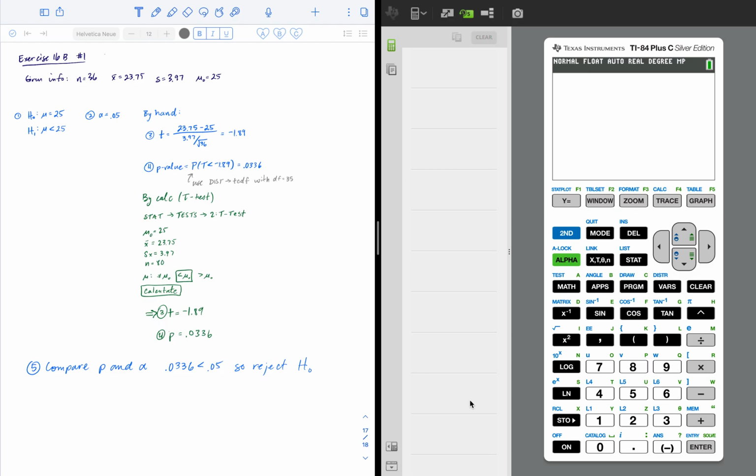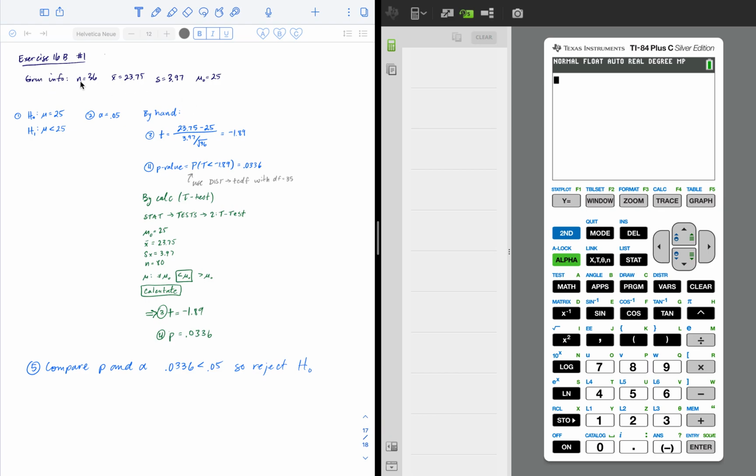I am going to go over number 1 in the second standard level book from exercise 16B, and I want to show you both how to calculate this information by hand, although you'll still use your calculator to do that, and to let the calculator do all the work for you.